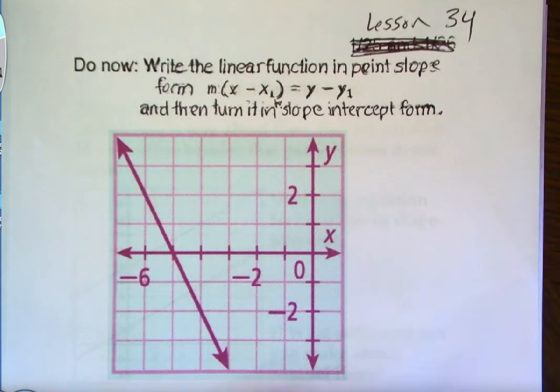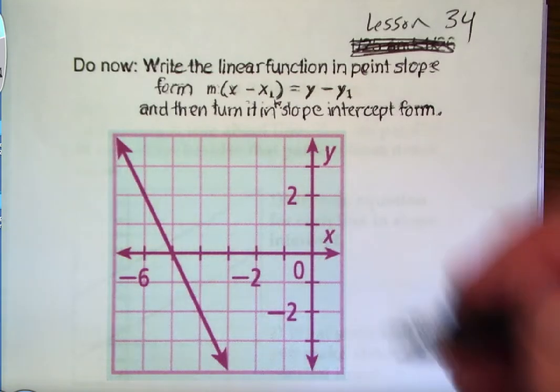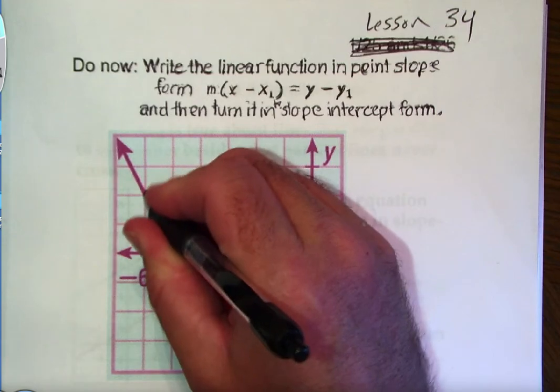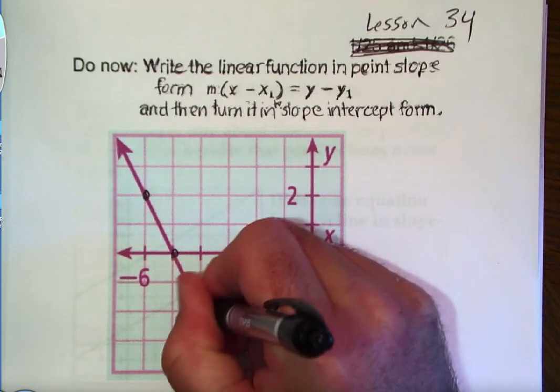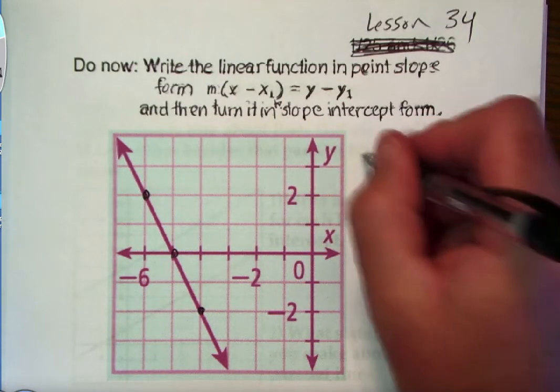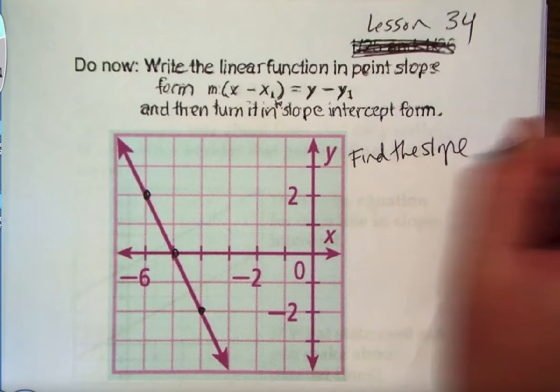Unless you want to follow along, it says to write the linear function in point slope form. To do that, we need a slope and a point. I found three different points we could use, and we only really need one. The only thing we're missing is the slope, so we have to find it because we can't write the equation without it.